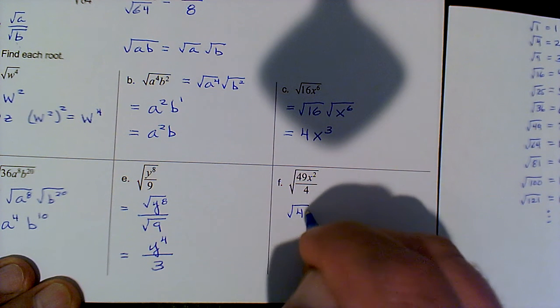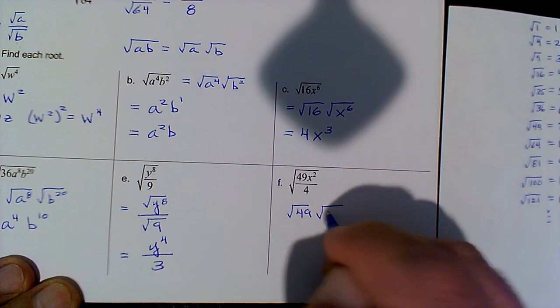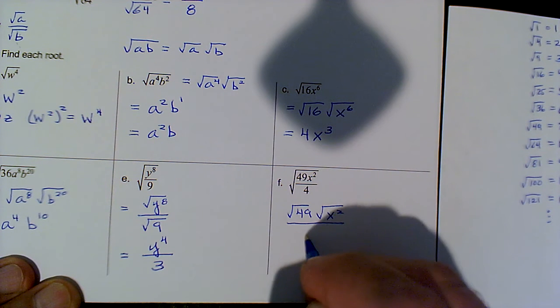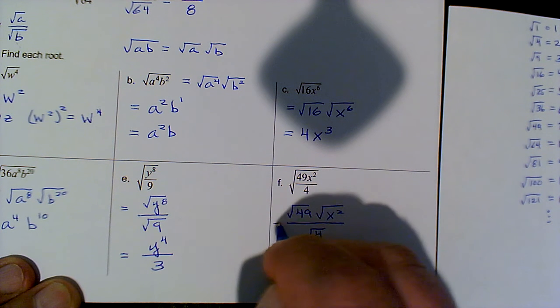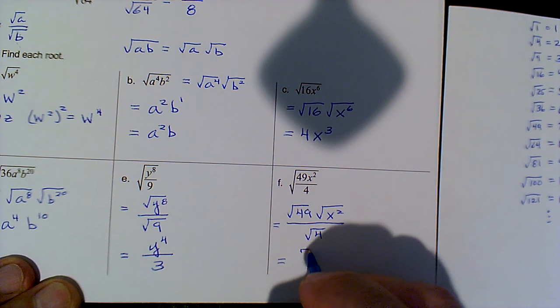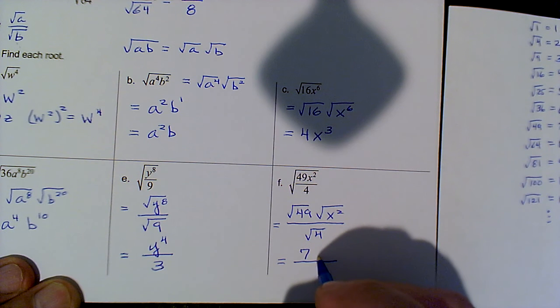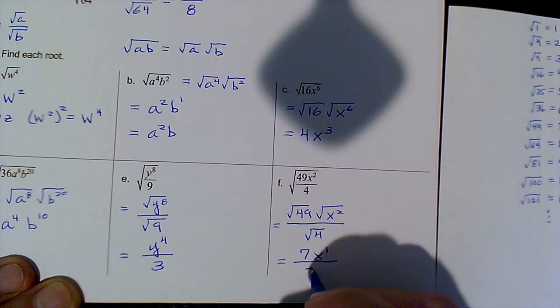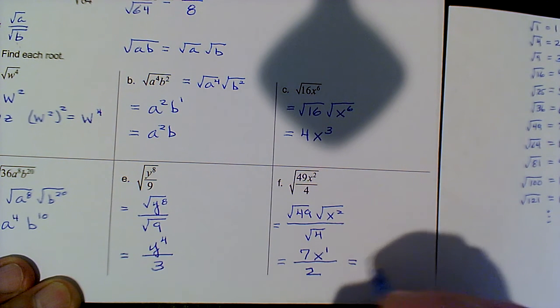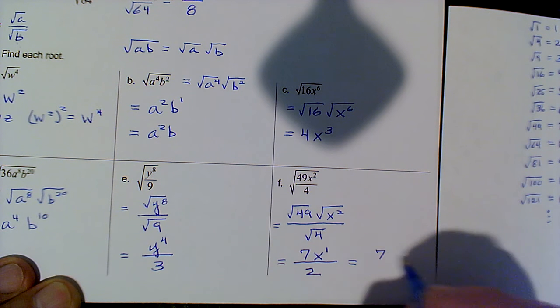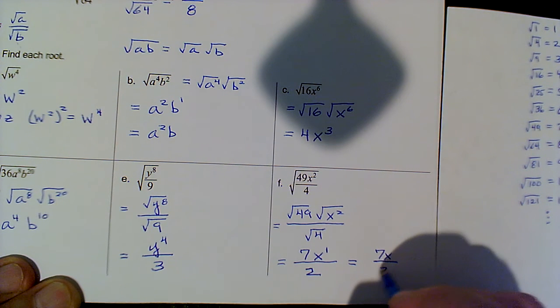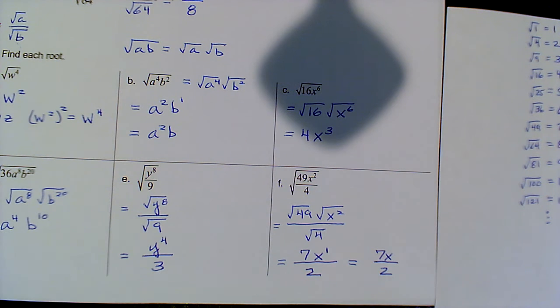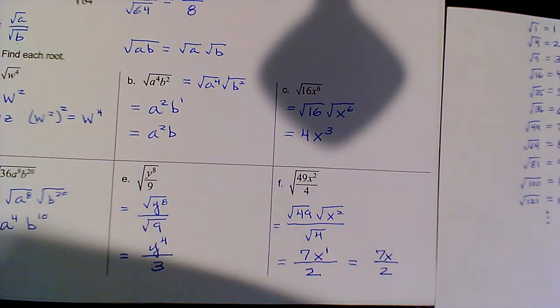But take the square root of 49, square root of x squared, over square root of 4. And then the square root of 49 is 7. Square root of x squared, divide the exponent by 2, we get x to the 1st, and the square root of 4 is 2. And again, that's acceptable, but there's no need for the 1 as the exponent on the x variable. And that's divided by 2. Okay, so final page.